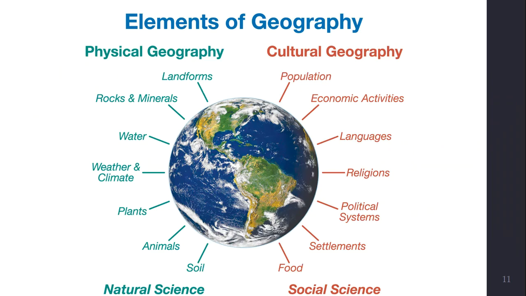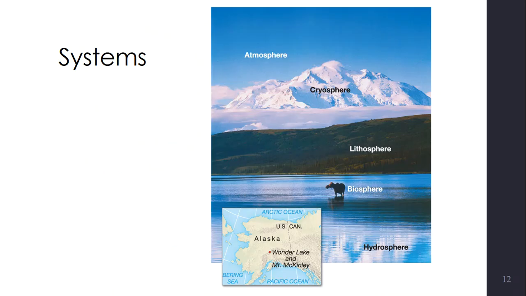So again, geography covers a lot of different things. Cultural geography can look at economics, language, religion, political systems, settlements, food. Physical geography, which is what we look at in this class, is going to look at landforms, rocks, minerals, water, weather and climate, plants, animals, and soil. And so it's that mixing of natural science and social science. In my research, I've used both, which is one of the reasons why I love geography. We will touch on some aspects of cultural geography in this class, but it is a physical geography class. We'll be mostly looking at that physical geography.